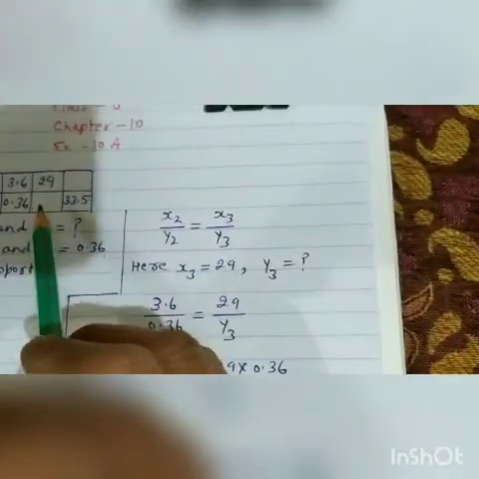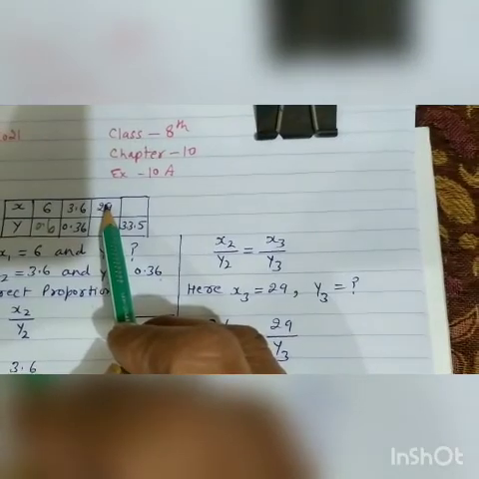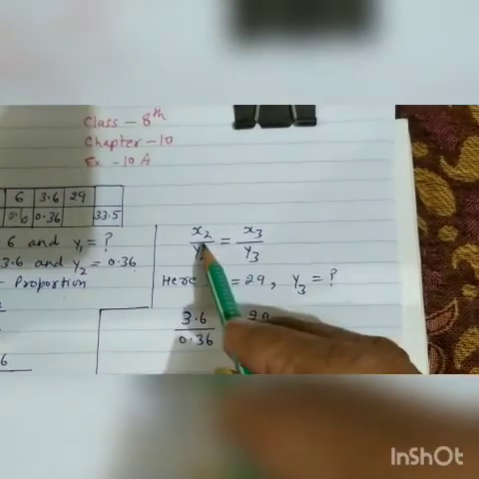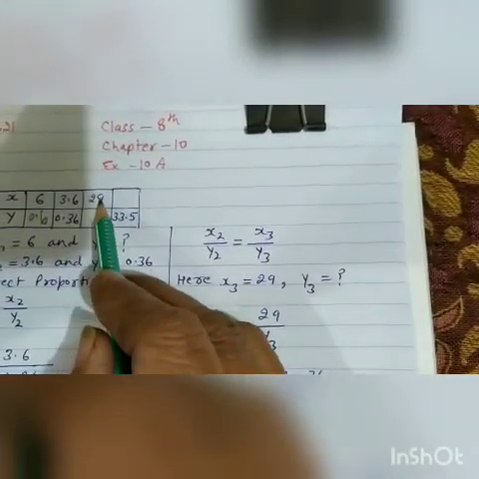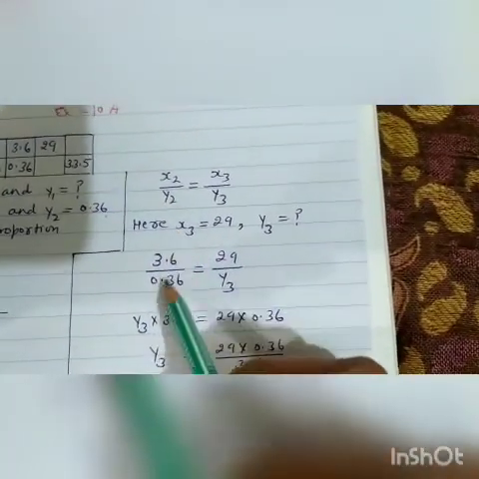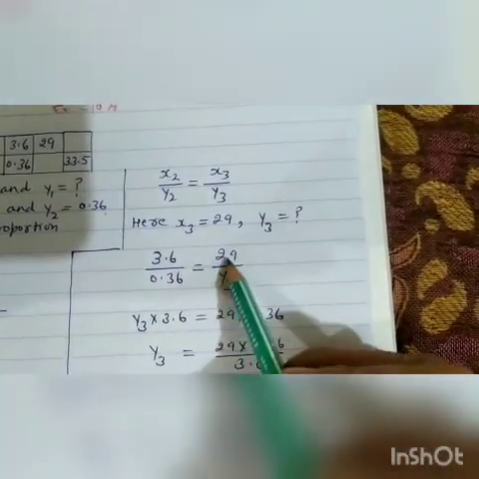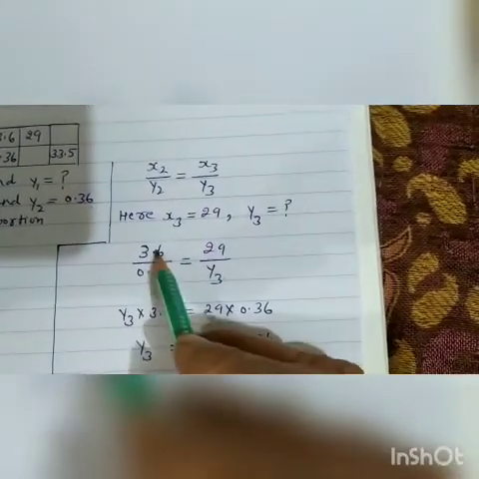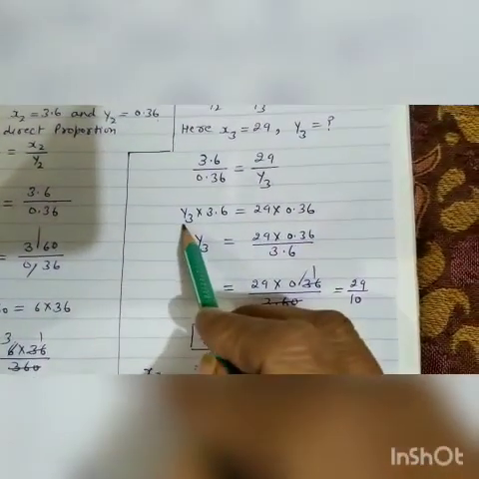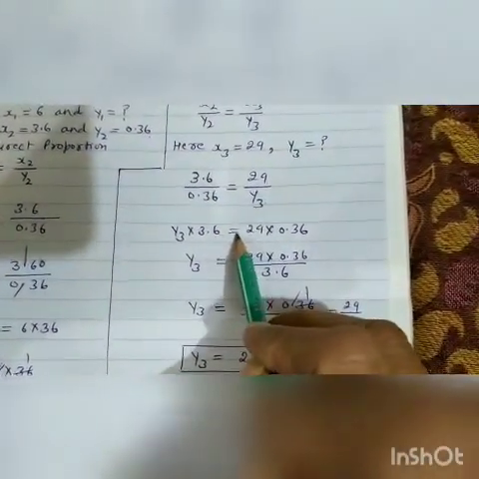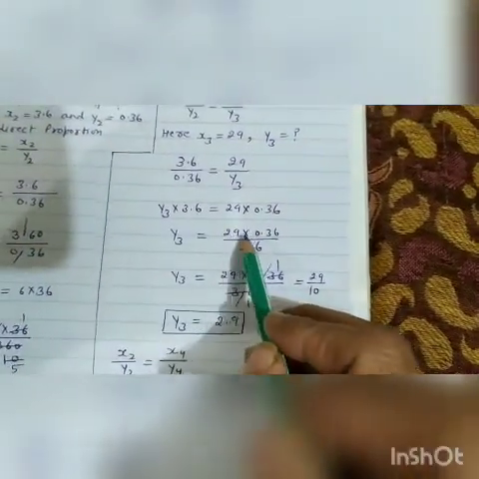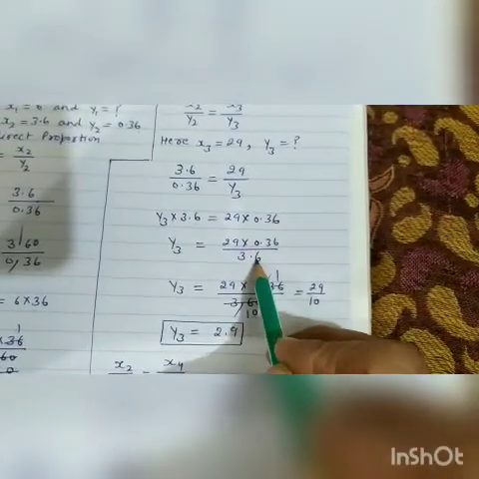So this value is 0.6. Now come to this value. This one is x3, this one is y3. So we will take it as base, x2 upon y2 is equal to x3 upon y3. Again put the values. x2 is 3.6, y2 is 0.36 equal to x3 is 29, y3 we have to find out. Again by cross multiplication, y3 multiply 3.6 is equal to 29 multiply 0.36. Then y3 is equal to 29 multiply 0.36 upon 3.6.